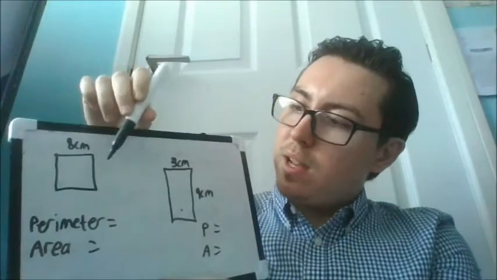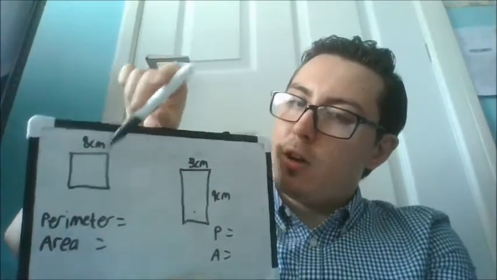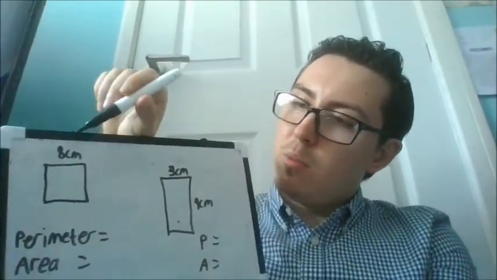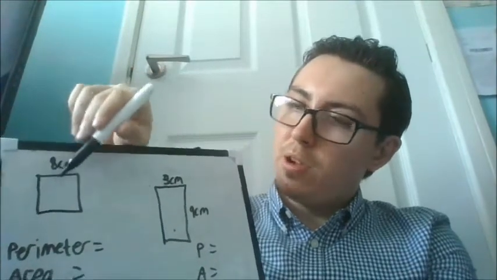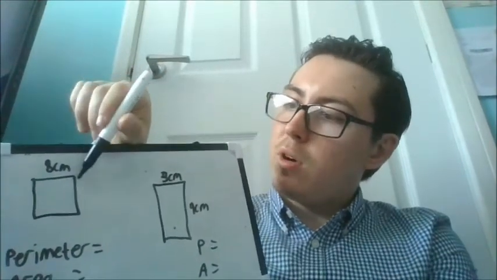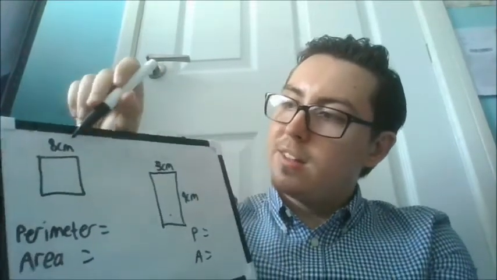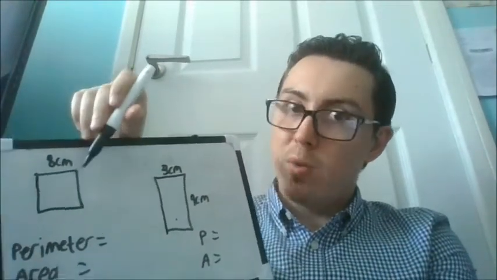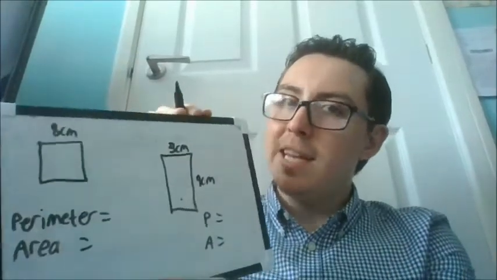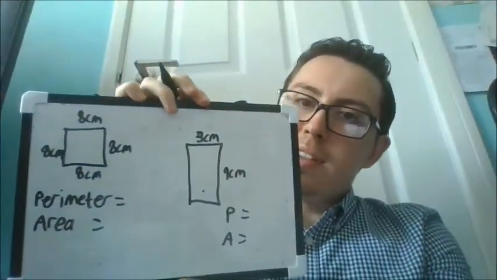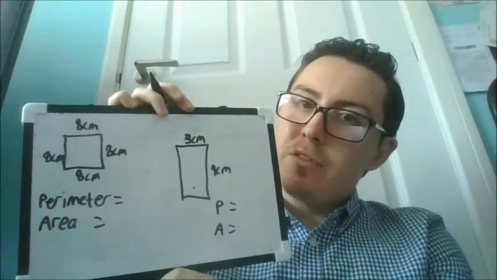Okay, so let's work out the perimeter of this square. We're working out the outside of the shape, not the inside. So we need to work out what each side is, add them up, and total it together. The sides of a square are always the same, so it's 8 on each side. Let's work out what the outside of our shape is.